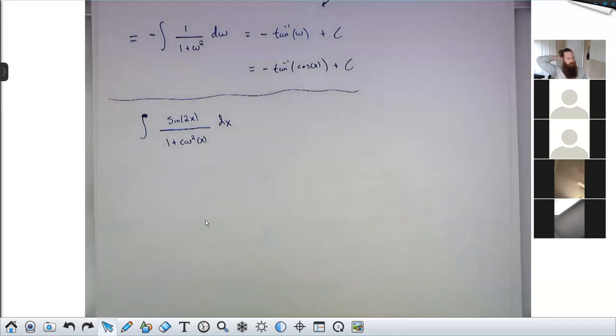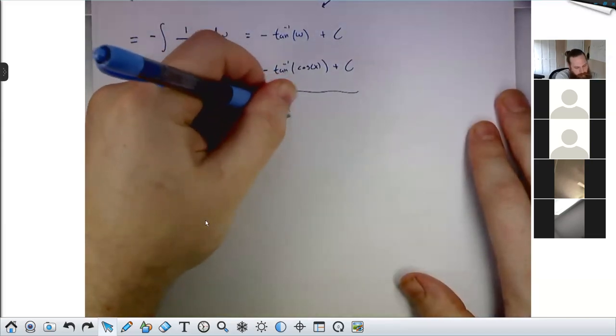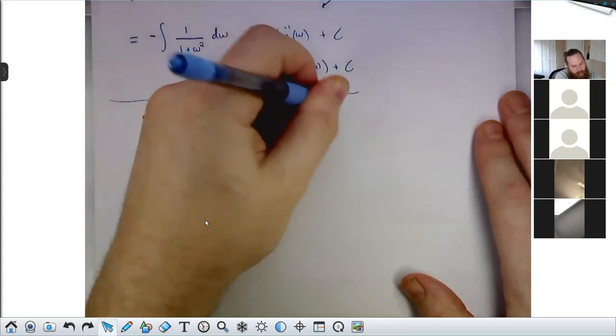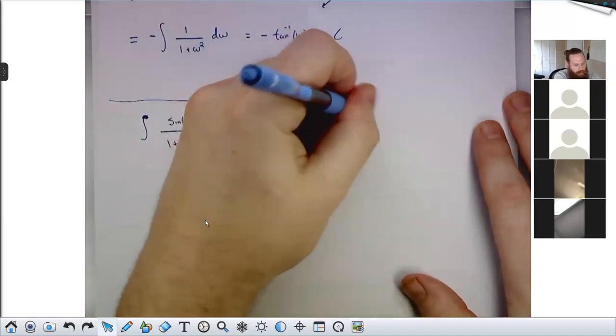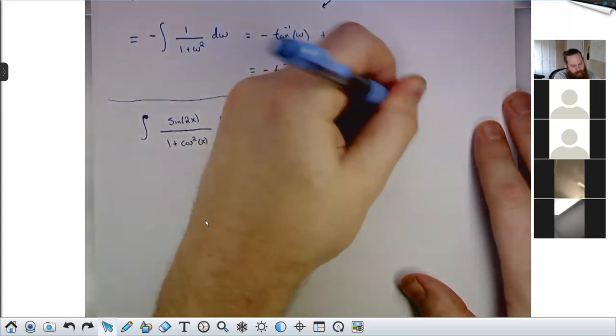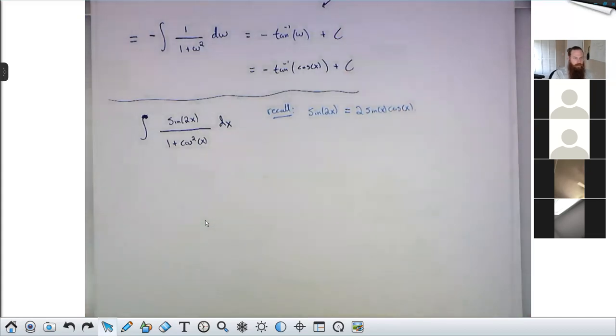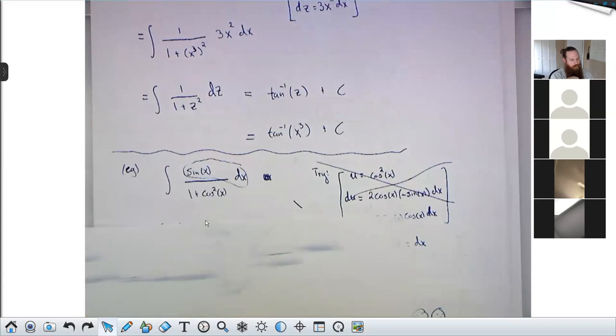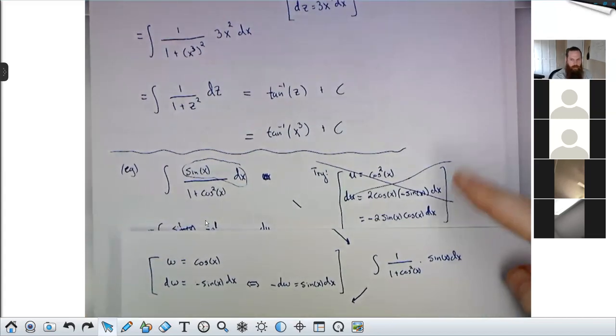Sine 2x over 1 plus cos squared x. Just changing the sine x for a sine 2x. Any ideas? Anybody remember the double angle identity for the sine function? It's a nice one. Sine 2x is 2 sine x cos x. Does that look familiar? Anybody? Kind of looks like the differential we got down here, doesn't it? When we substituted for cosine squared.